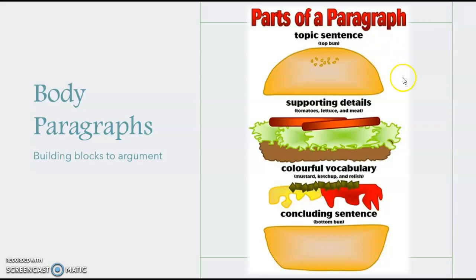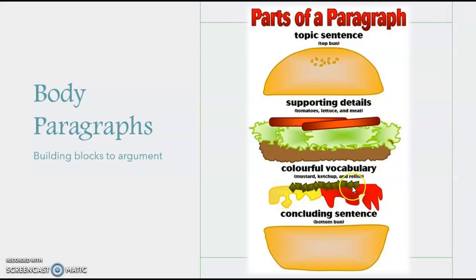Speaking of reliability, supporting details are the tomato, lettuce, and meat of your burger. A lot of people will argue that this part is probably the most important part, and during this part, you're going to be using relevant examples and authoritative quotes. You need to make sure that you are citing, because citing is extremely important in this section. And then after you use supporting details, you explain, because you can't just throw a quote in there and leave it. You need to make sure you're explaining your quotes and explaining why they're important to your argument.